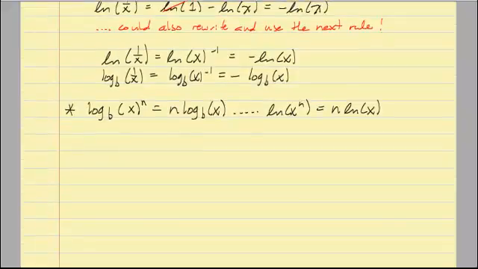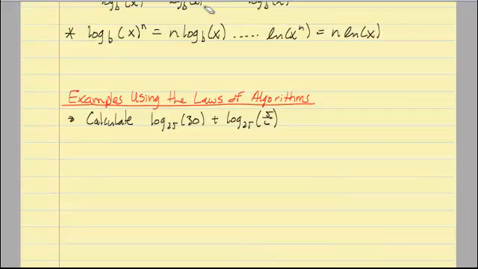Okay, so this is the rule we were talking about. This says that if I have log base b of my argument to a power, I can pull the power out front. This works with log base b of x, and it also works with your ln of x. This is a key concept that we will use a lot. In fact, we're going to be using it in a technique called logarithmic differentiation a little bit later in this particular section. Let's go ahead and look at some examples using these laws of logarithms.